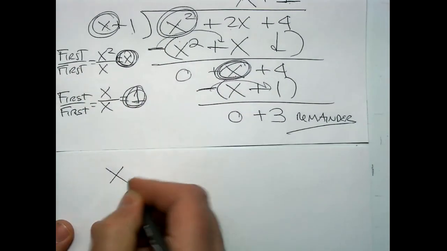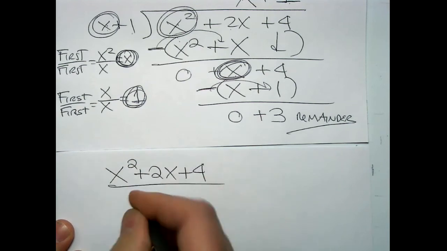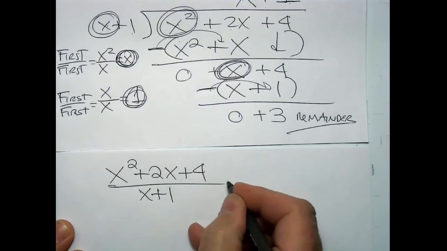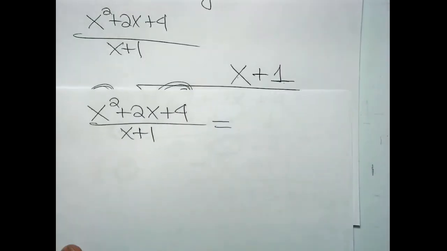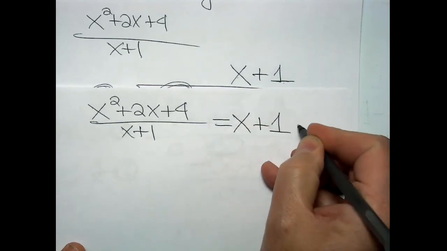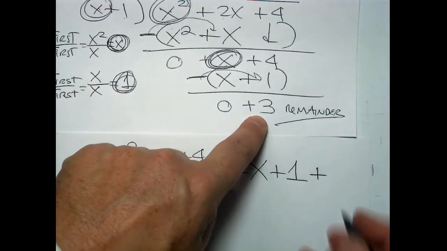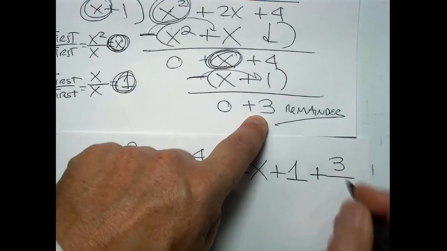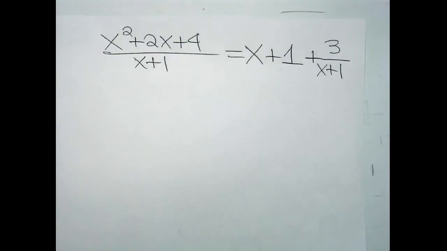So apparently, this fraction, which we call an improper fraction because it can be divided out, equals the answer on the answer line that you just got plus the remainder. There were 3 units left over that just wouldn't divide into my divisor, x plus 1. We always write the remainder over the old divisor or denominator. Okay.